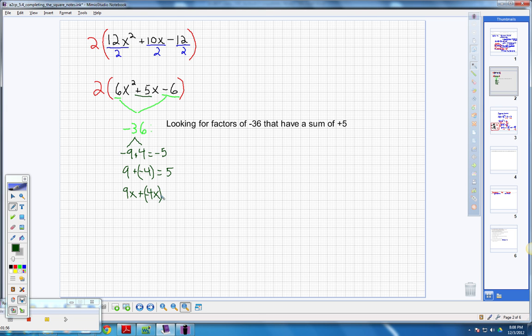So when we call that 9x plus negative 4x, understand I still have the 6x squared out here. Still adding that 9x. And I still have that minus 6. And of course, that was all inside a quantity that was multiplied by that pesky factor 2 that we factored out earlier. So now comes the factor by grouping. I'm going to go ahead and group together. We'll go ahead and use blue for that. I'm going to go ahead and group together.